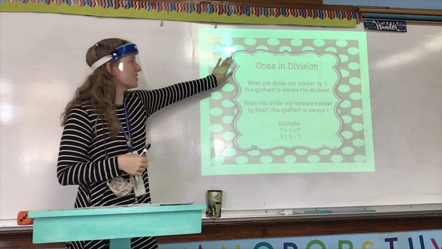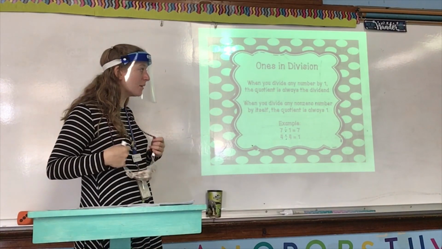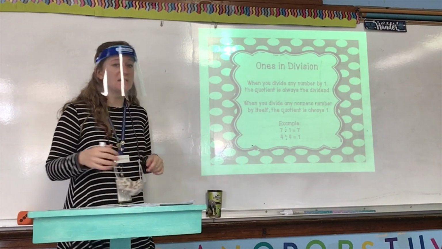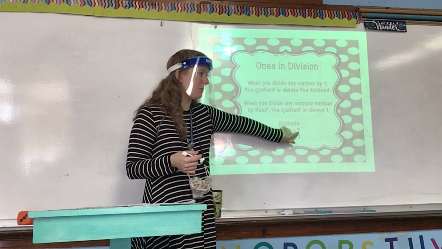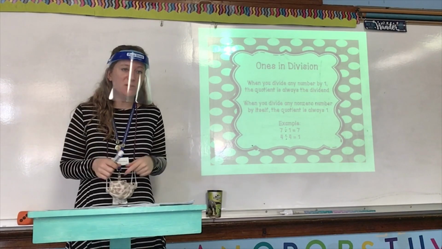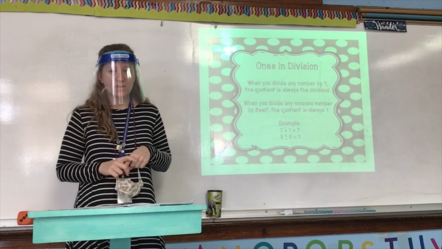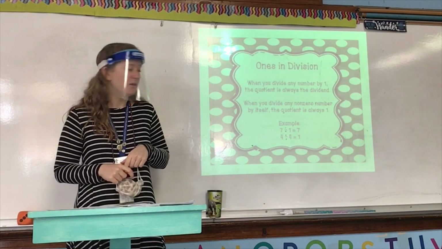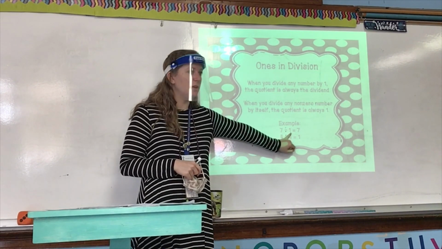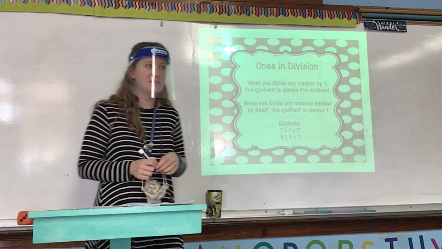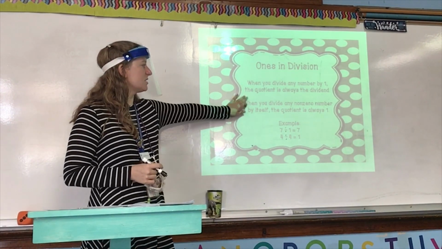Ones in division is our second division rule. It says when you divide any number by 1, the quotient is always the same as the dividend. For example, 7 divided by 1 equals 7. If I have 7 apples and I give them to one kid, how many apples does that one kid get? Carla? 7 apples. 7. So if I have 7 apples, I give them to one kid, that one kid ends up with 7 apples.